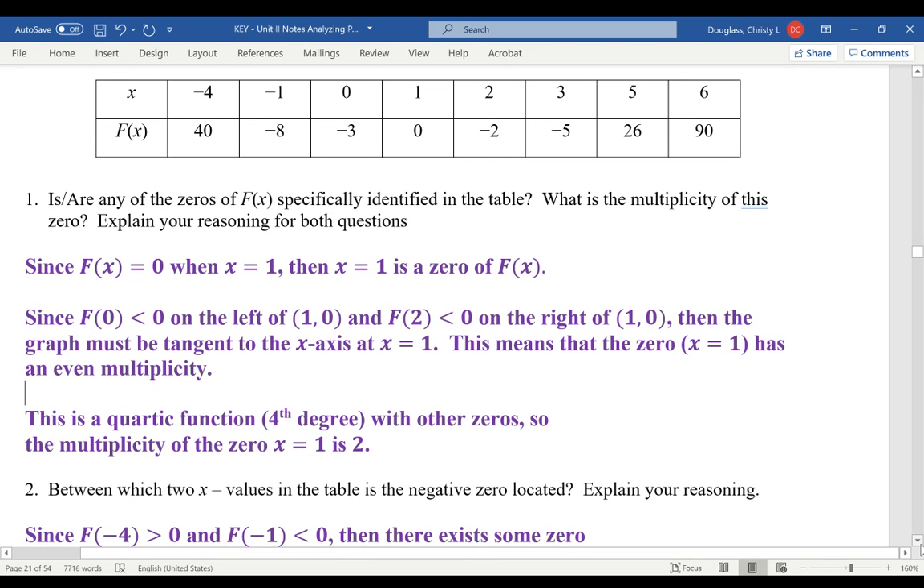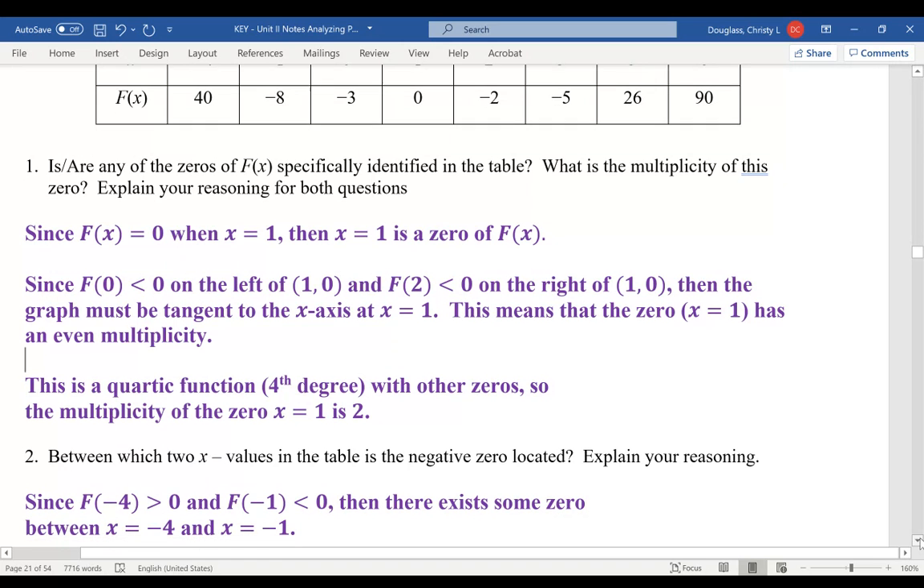Between which two x values in the table is the negative 0 located? Well, let's look over here at negative x values. Notice when x is negative 4, the y value is positive. But when x is negative 1, the y value is negative. This must mean that the graph somewhere between x equals negative 4 and x equals negative 1, it crosses over from the positive y values into the negative y values. So somewhere between these 2 points is a 0.